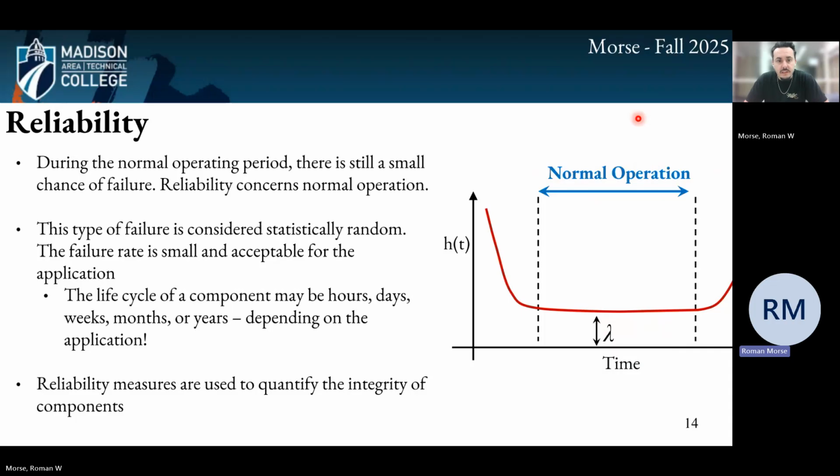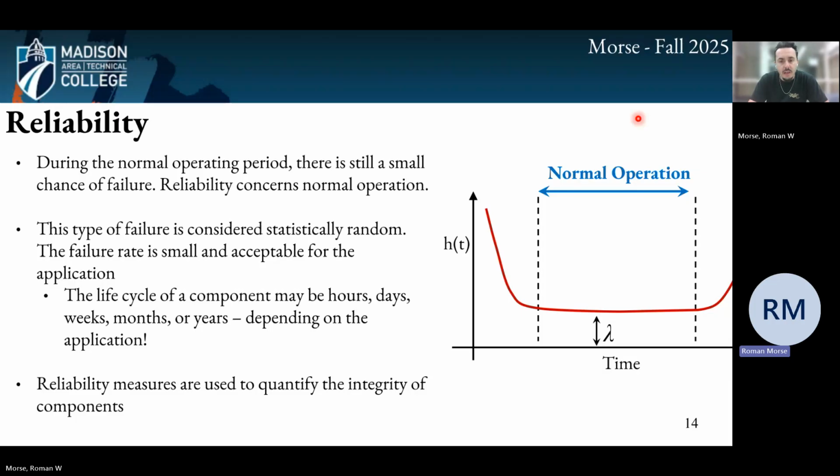This type of failure is considered statistically random, and the failure, like I said, is small but acceptable depending on the application. For a pump seal, we said it's okay for it to wear out every 6 months to a couple years. Whereas for the turbine, I don't want to see that wear out for a very long time, decades. So the life cycle is different for each component, depending on the application. And we're going to use reliability measures to quantify the integrity of the components.